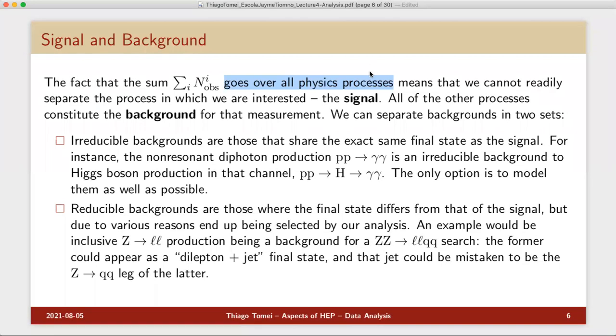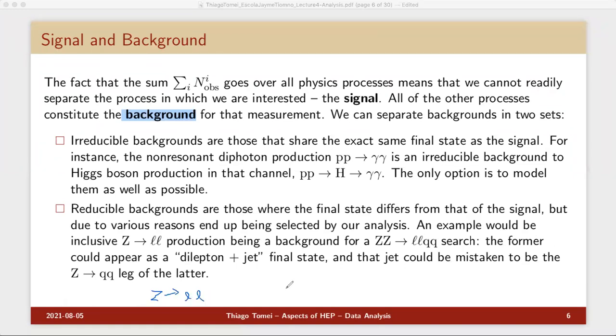So let's formally do the separation. We are going to call the process in which we are interested the signal, and everything else the background. So if you're interested in Z to ee, WW to ee plus 2 neutrinos is going to be your background. But if you're interested in WW, then Z is your background. It depends on what you want to measure.